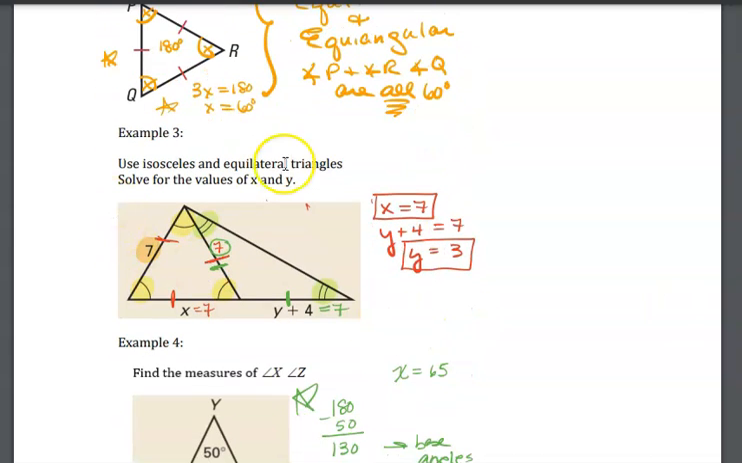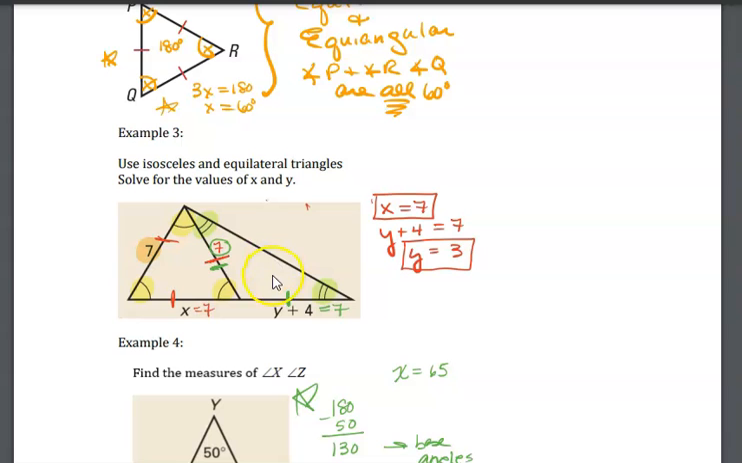Okay, use isosceles and equilateral triangles. So it says solve for the values of x and y. So what I did was I started working inside this triangle first, and I noticed I had 3 equal sides. So I put 3 equal hash marks to indicate 3 equal sides. Then I said, oh, thank you very much. This is 7. They gave us that. Therefore, this has to be 7 in the red, and this has to be 7. So I already know now that x is 7.